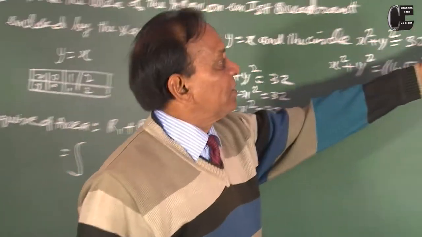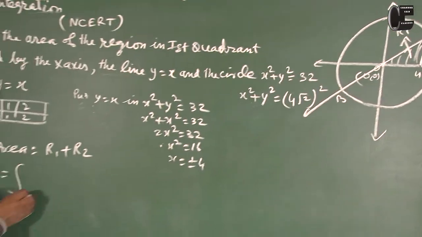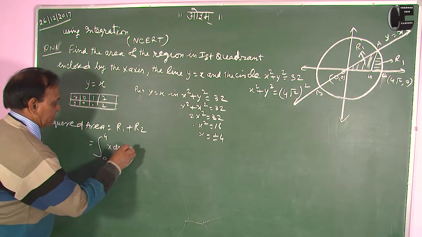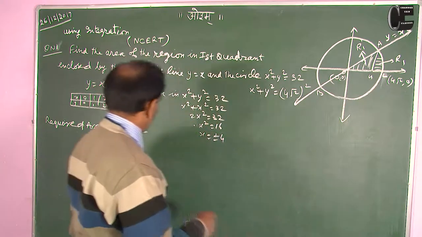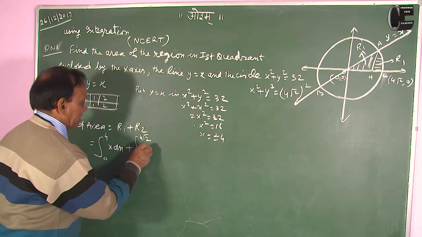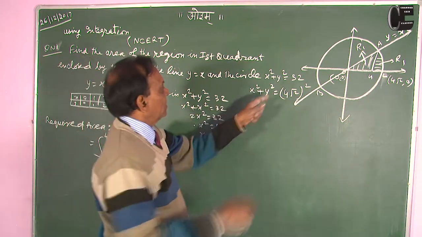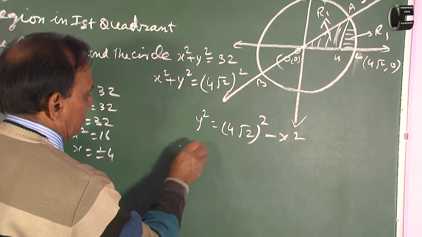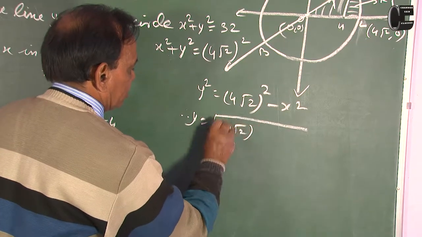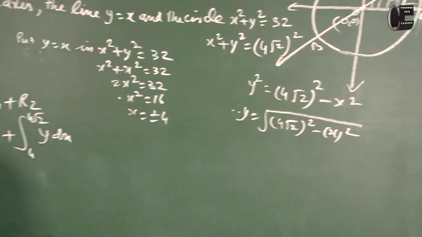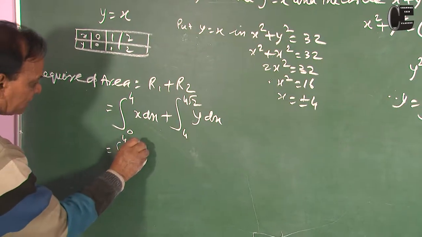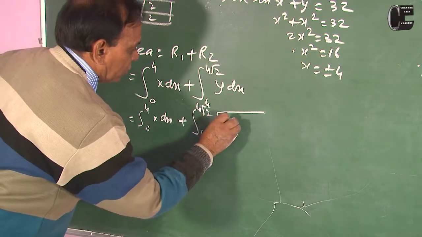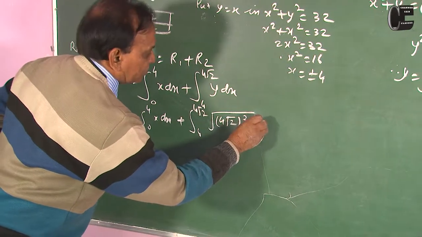Yes, for R1, the limit will be 0 to 4, and the value of y is equal to x, so x dx, plus 4 to 4 root 2. And the equation of the circle: y square equal to 4 root 2 whole square minus x square. Therefore, y will be under root 4 root 2 whole square minus x square. Put here 0 to 4 x dx plus 4 to 4 root 2 under root 4 root 2 whole square minus x square.